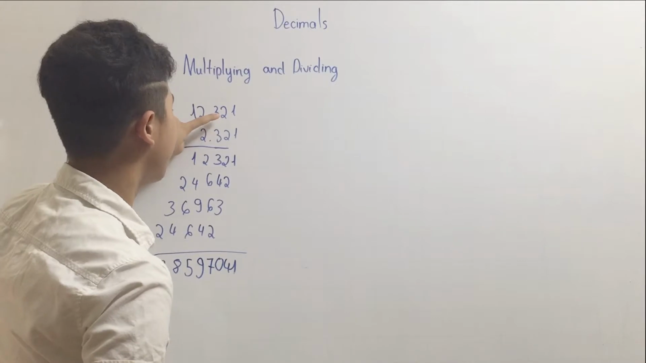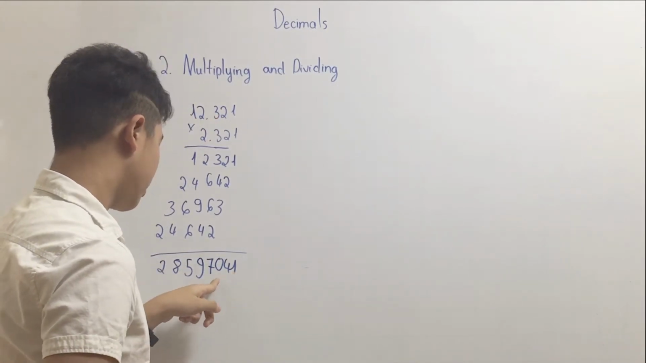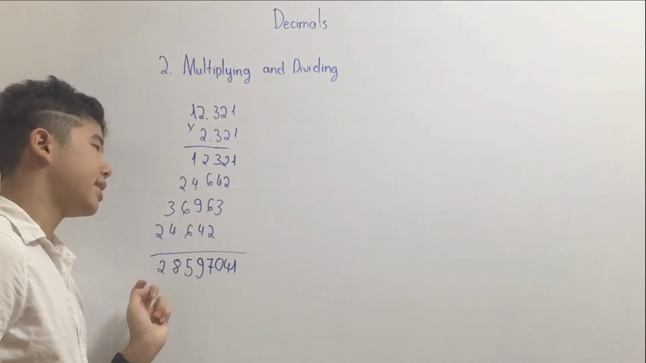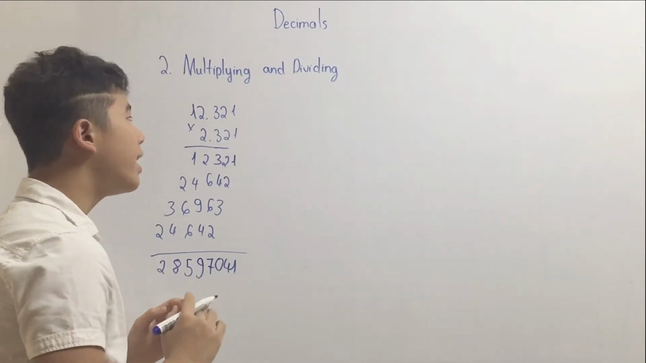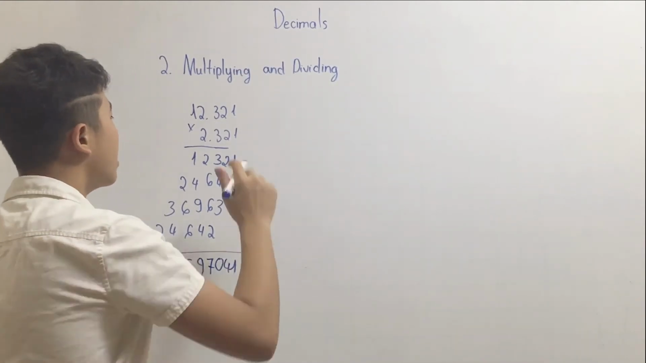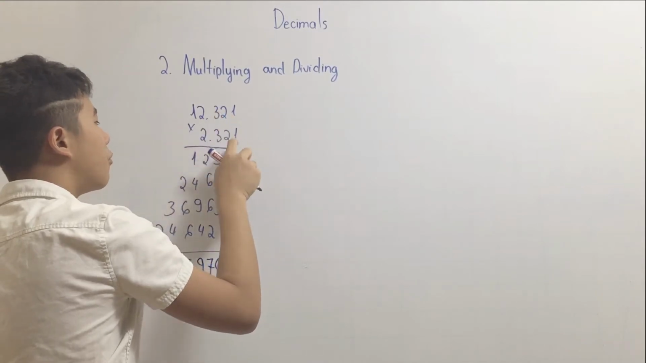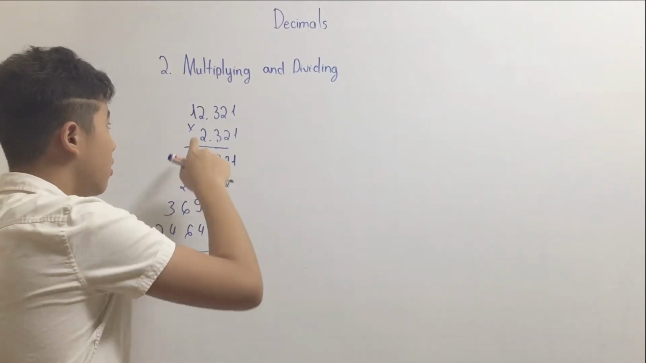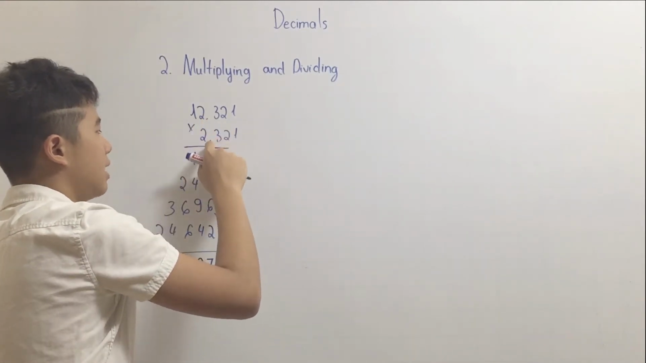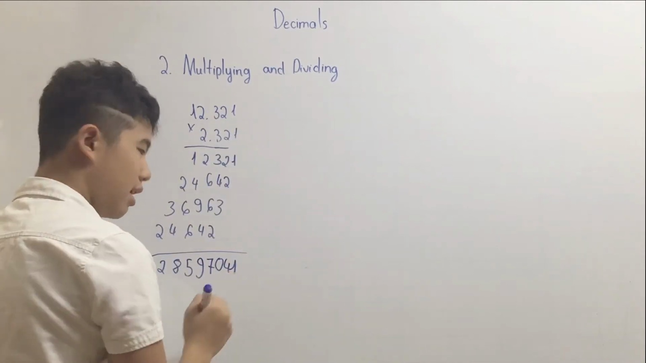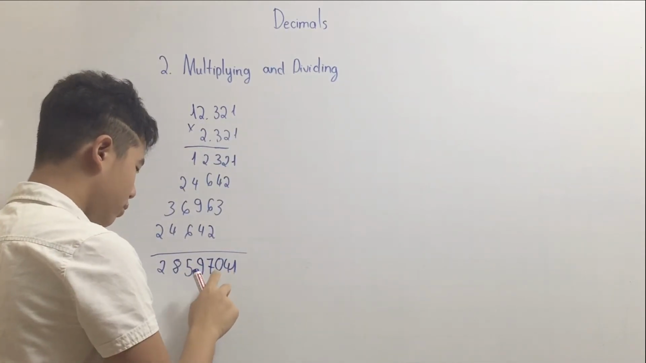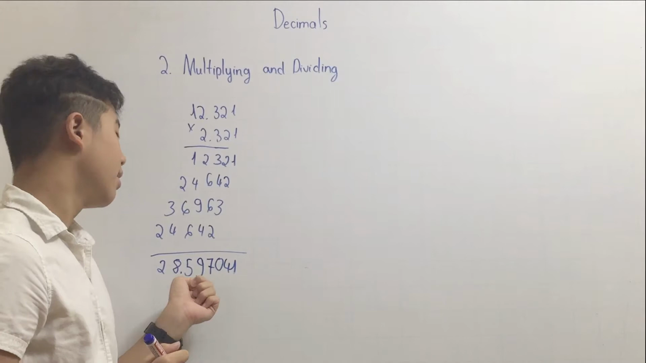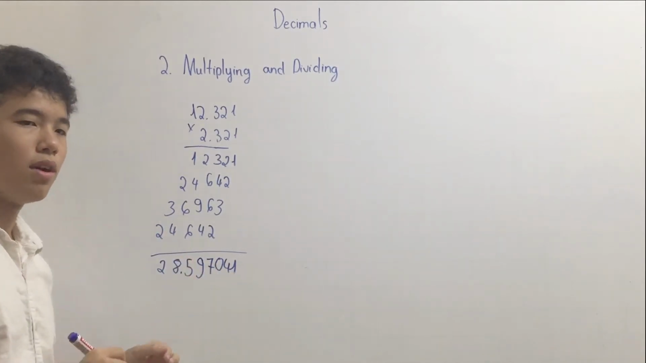So calculate how many digits there are: 1, 2, 3, 4, 5, 6, 7, 8. That's 8 digits. And count how many digits are behind the decimal point: 1, 2, 3, 4, 5, 6. There are 6 digits. Remember, count the digits behind the decimal point in 12.321 and in 2.321. So there are 6. Count from the right: 1, 2, 3, 4, 5, 6. The answer is 28.597041.